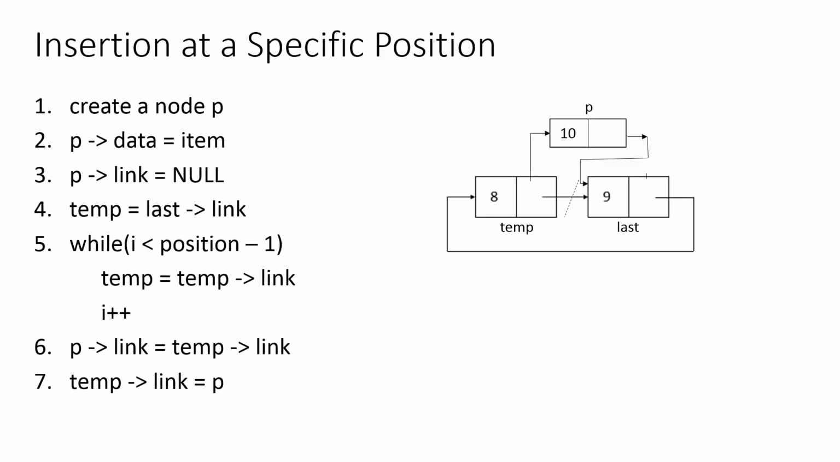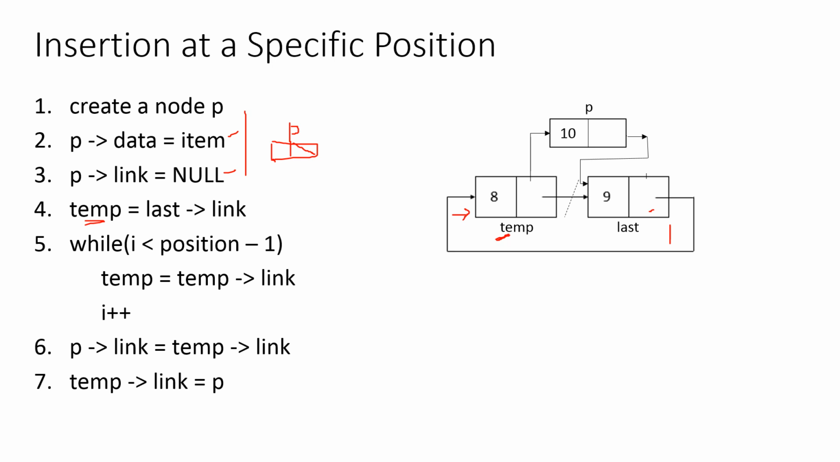Now insertion at a specific position. The first steps are the same. Create a node, P data, get the item. Here it is 10. P link is null. So you have created a node with null link, and name it as P. And then here one more term you are using, temp. What is temp? You are naming the node temp for last link. So this is last, and the link of last is this one, right? And name it as temp.